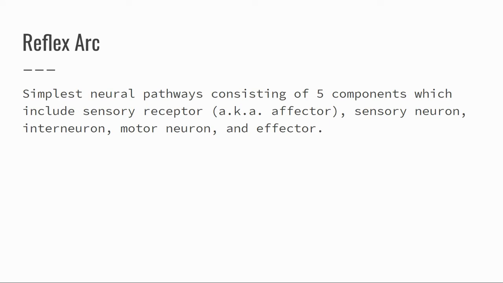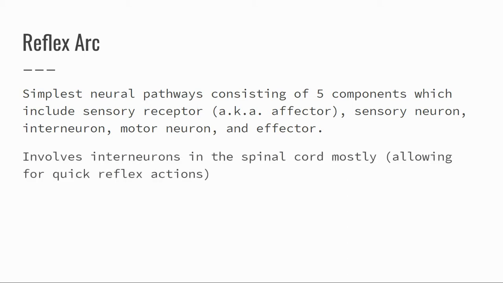In simplest forms, a reflex arc is a neural pathway that contains about 5 components, which are the sensory receptor, or what I said is that affector, sensory neuron, interneuron, motor neuron, and an effector. Now, we need to define some of these words. A sensory receptor would be something like your eye, your fingers, your tongue. Those are your affectors. The neurons below it are the sensory neurons that are carrying that information from whatever you touch, taste, smell, saw, and carrying it to your interneurons.